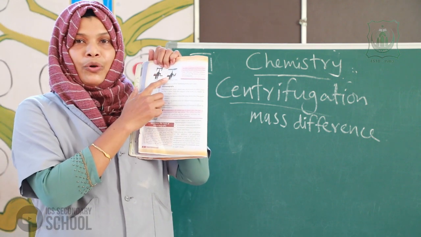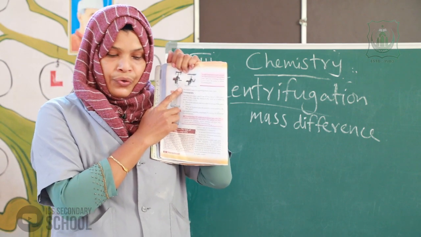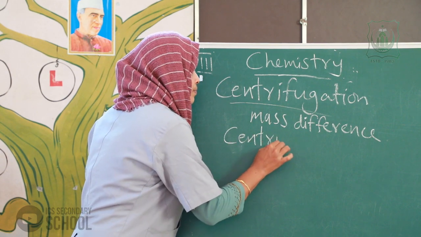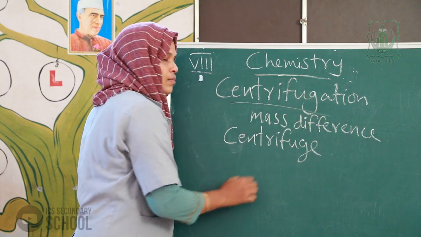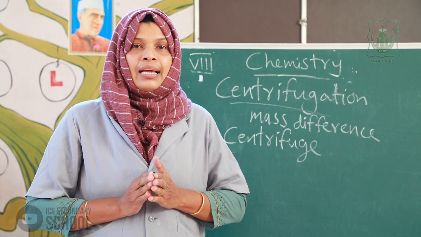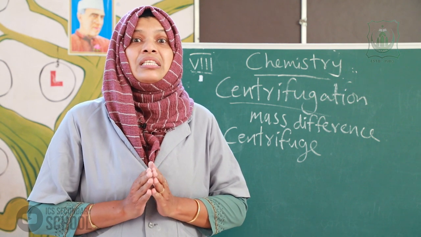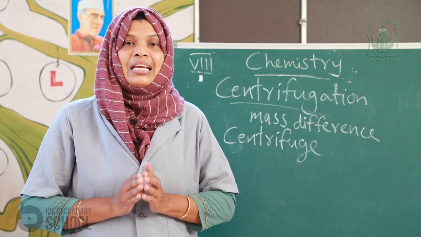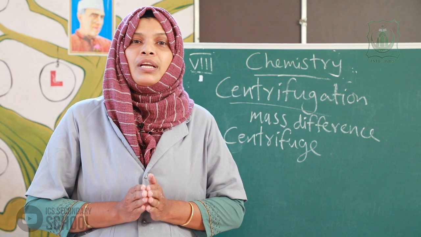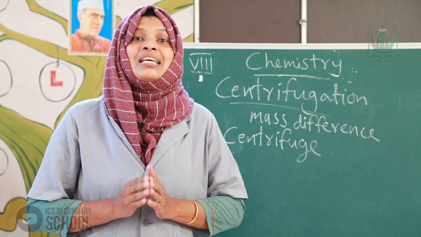Look here. This instrument is known as a centrifuge. In order to separate insoluble particles in a liquid mixture on the basis of their mass difference, a centrifuge is used, and the process is known as centrifugation.